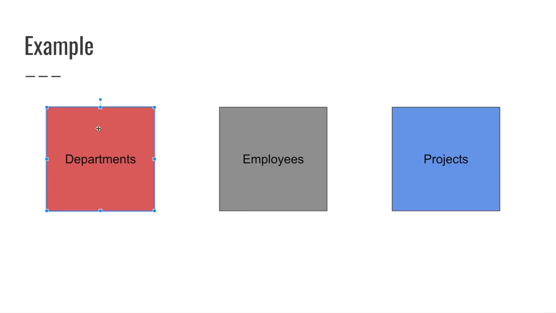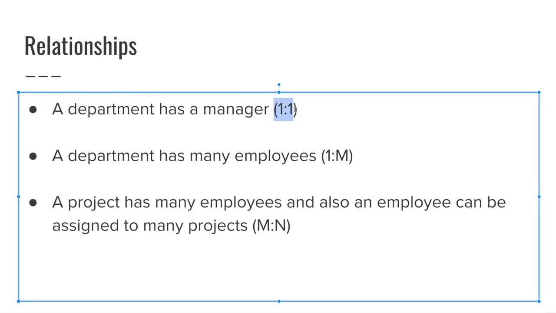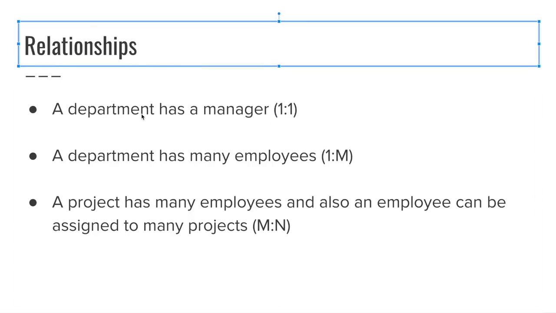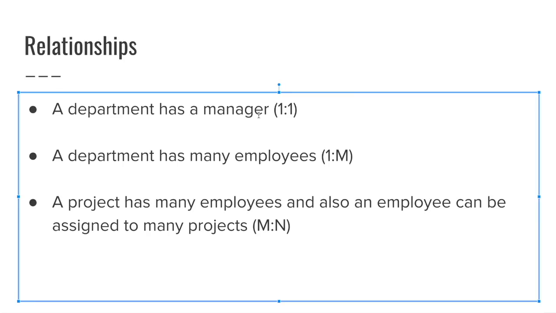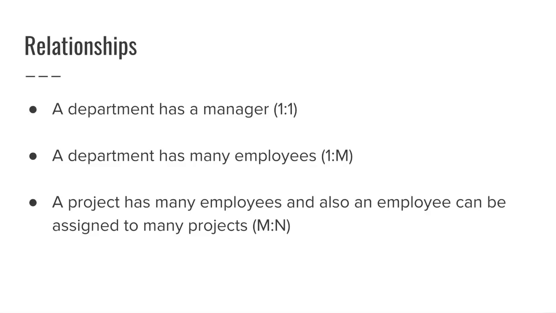So a department has a manager. What type of relationship is that? It's a one-to-one mapping, because one department has only one manager, right? And the second relationship we are going to do is that a department has many employees. Of course, a department has many employees. So one department has many employees. What type of relationship is that? It's a one-to-many relationship, which we denote as 1:m or 1:n, right?